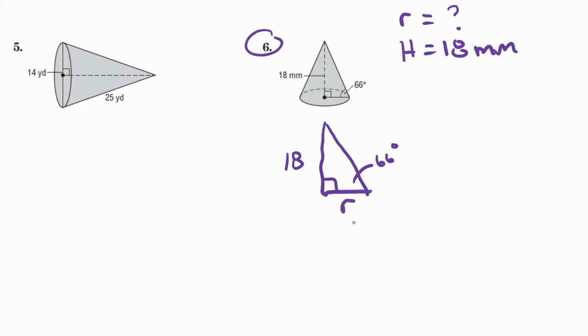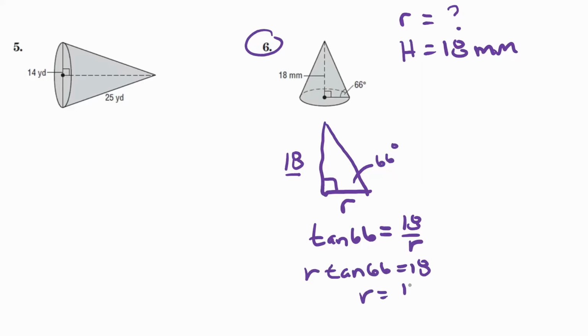To find the radius, we would have to use trig. So tangent 66 equals the opposite over the adjacent, 18 over r. So r tangent 66 equals 18, and r would equal 18 divided by tangent 66. And that gives us approximately 8.014. I would like you to go out to the thousandths when you're rounding an answer that you're going to put into another equation.